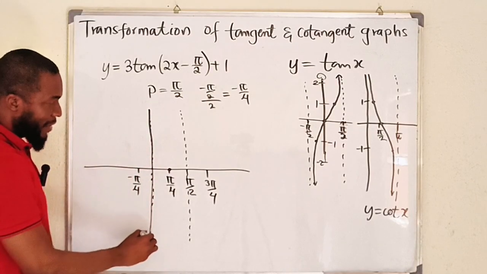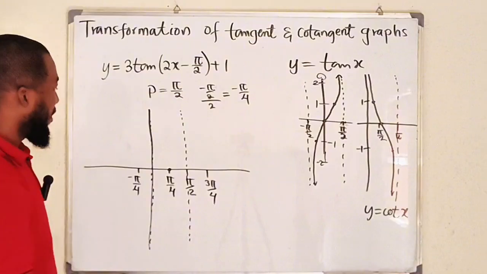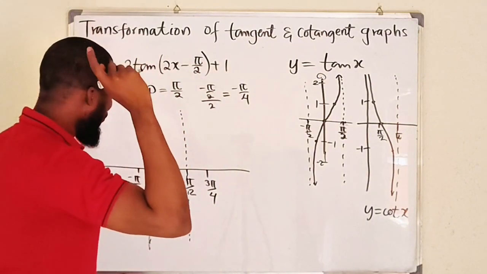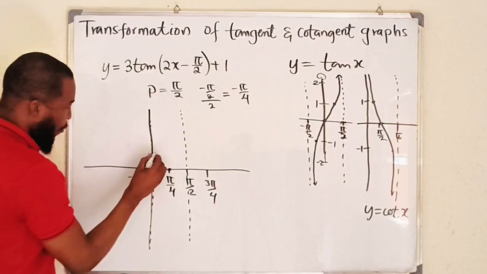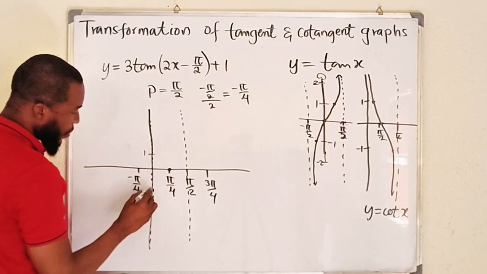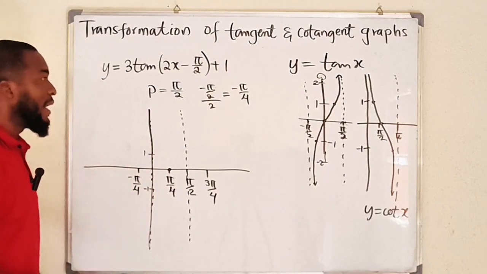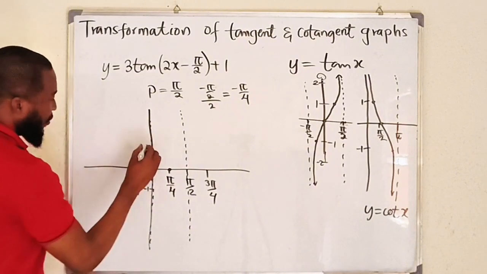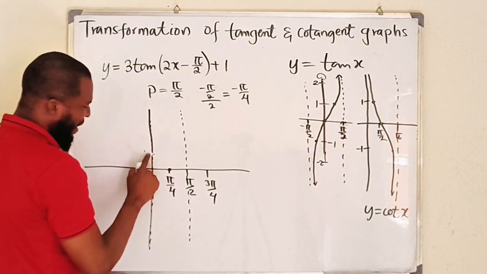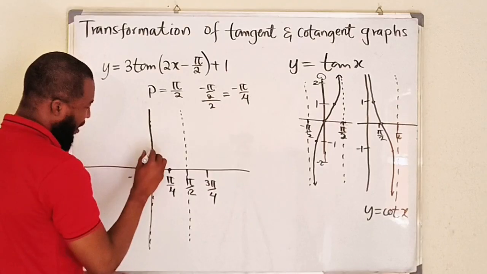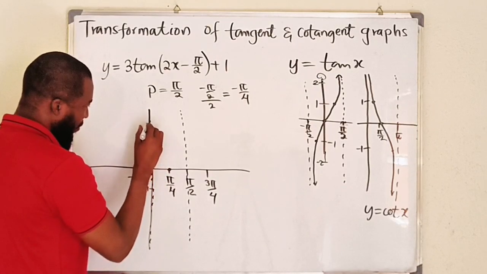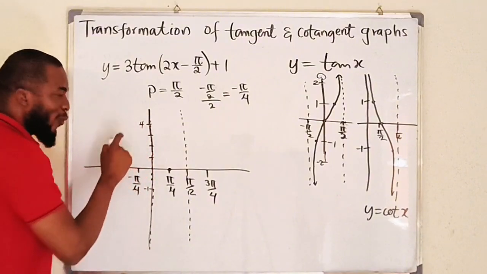You see that? Then what next? There's going to be a shift 1 unit above. So assuming we have 1 here, we have negative 1 here. Remember, because of this 3, we're going to multiply this by 3. So we have, let me scale it very tiny, 1, 2, 3, 4. So it will reach after 4.